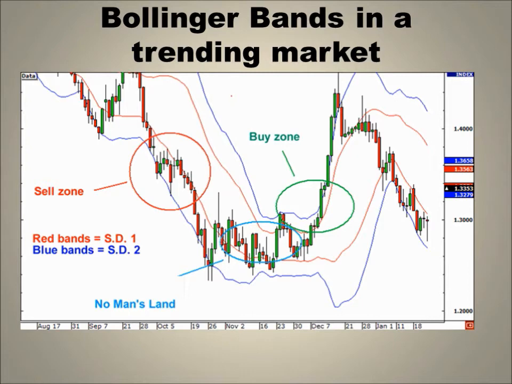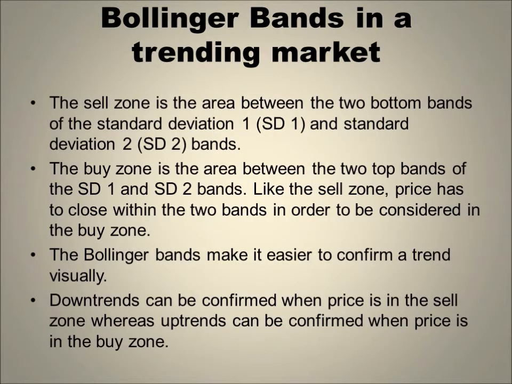So also keep that in mind when we use Bollinger Bands with these deviations of 1 and 2 to get involved in this market. Again, the sell zone is the area between the 2 bottom bands of the standard deviation, 1 and 2. Again, we don't have to use those deviations. Those are common deviations that many investors like to use. And again, the buy zone is between the upper 2 bands.